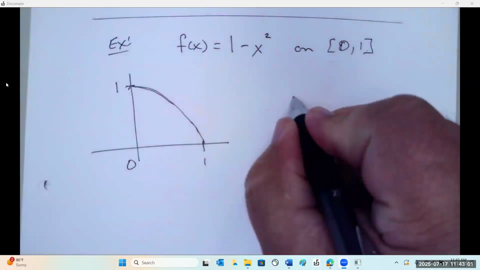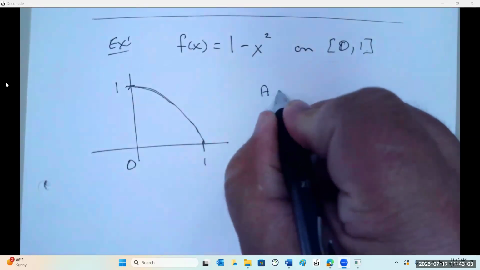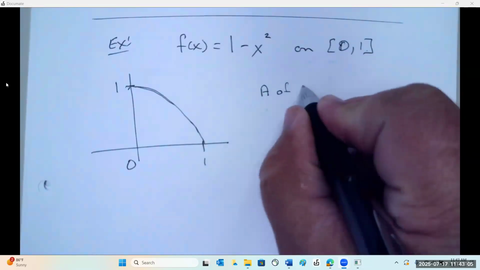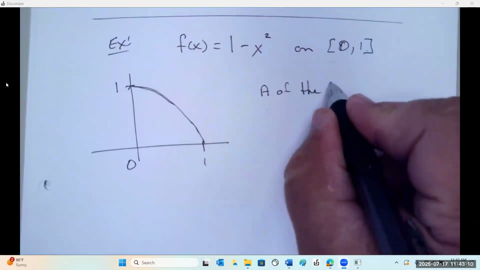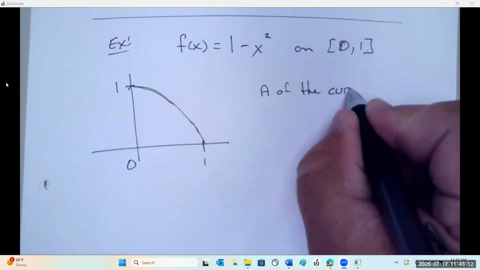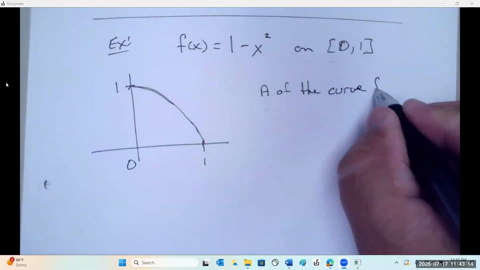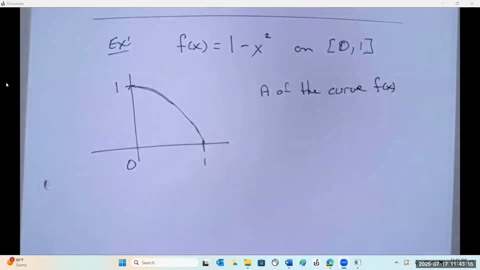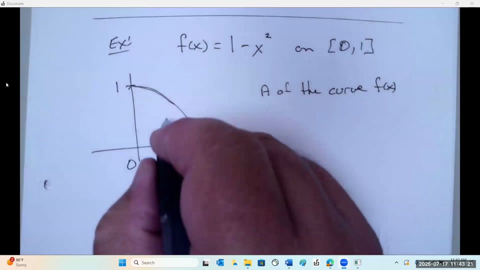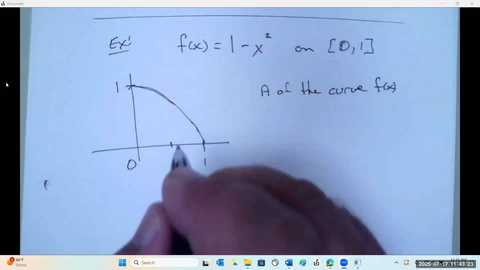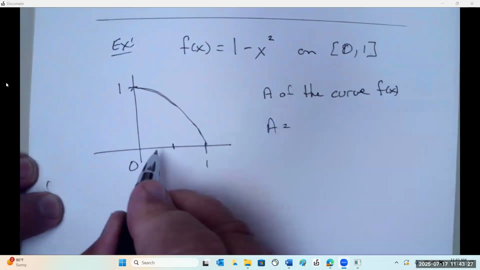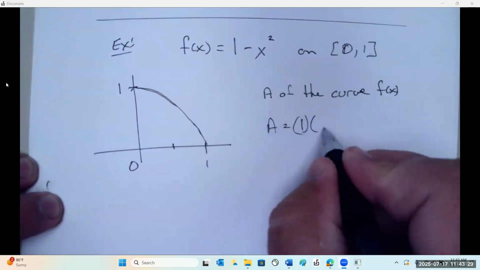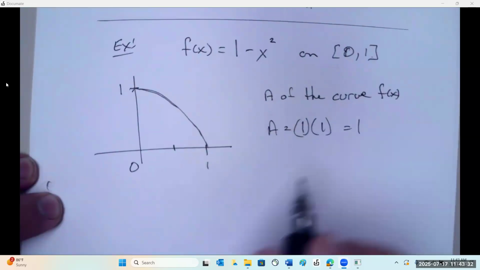So our objective is to find the area of the curve f of x. So how do we do that? Well, can we do what we just did? The base is 1 and the height is 1. Does it equal 1?